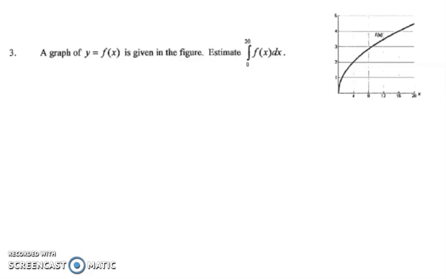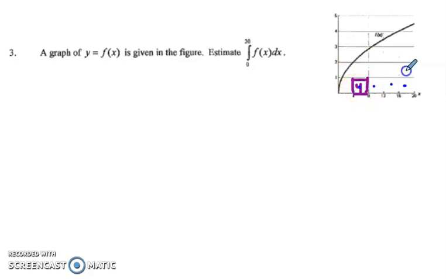Next, problem number 3 says estimate the integral from 0 to 20. This is another exercise in counting blocks. This time I don't have any units mismatch at all, so I really just need to figure out what each block is worth. Each of these is 4 and that is 1, so 1 block will be worth 4. So the question is, how many blocks do I have?